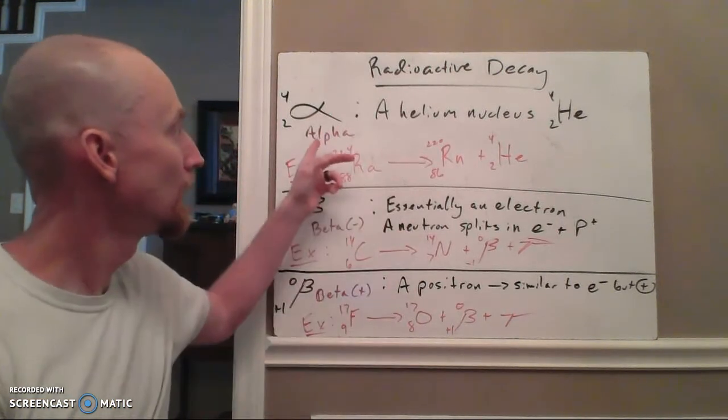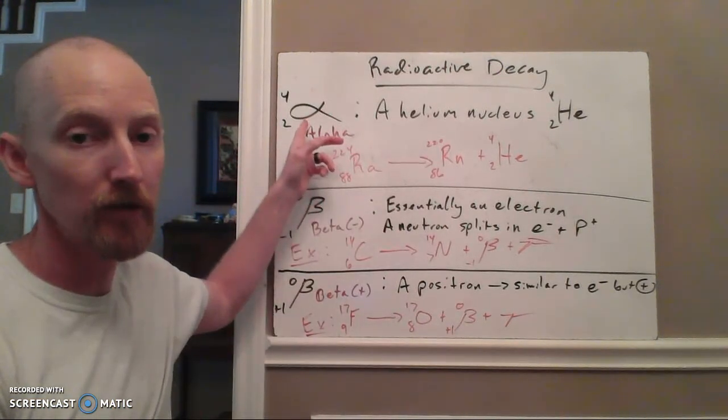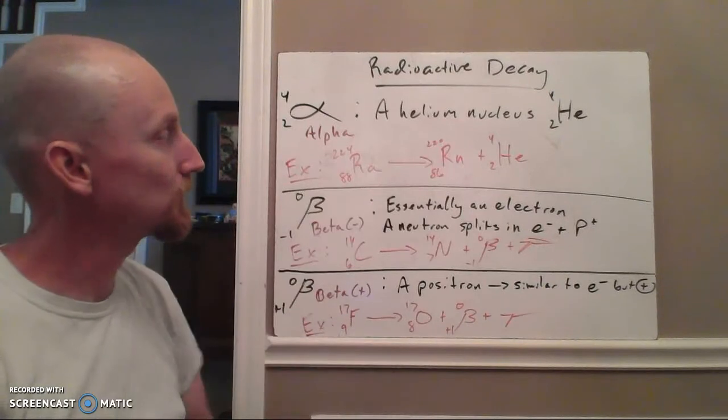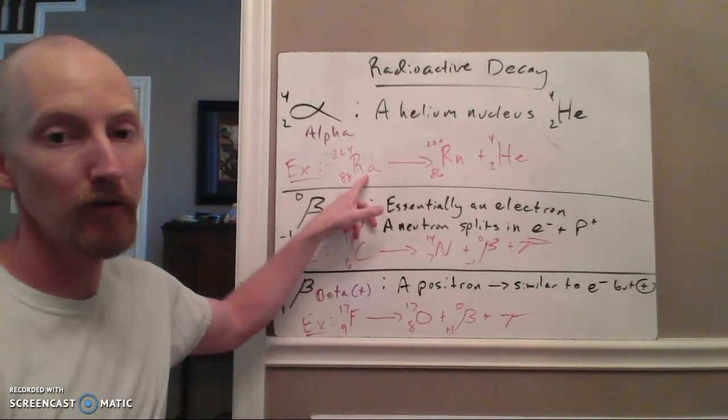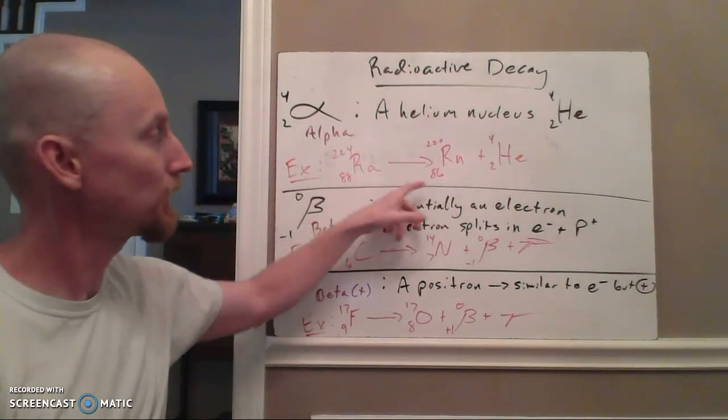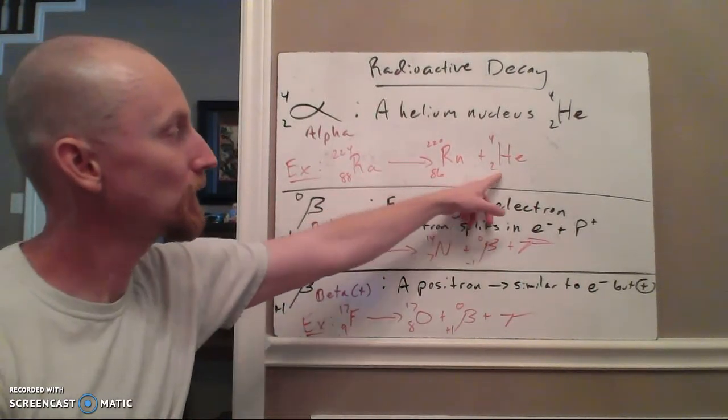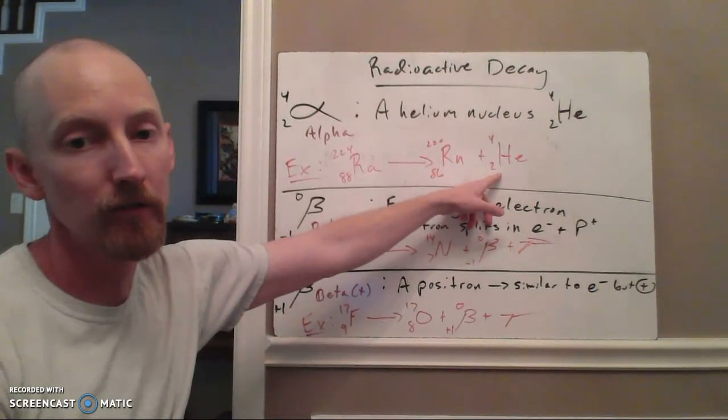First type is called alpha particles. It looks like a fishy, and essentially is a helium nucleus, and there you go. So here's my example. You have radium-224 that will break down into radon-220. And you get your alpha particle here.